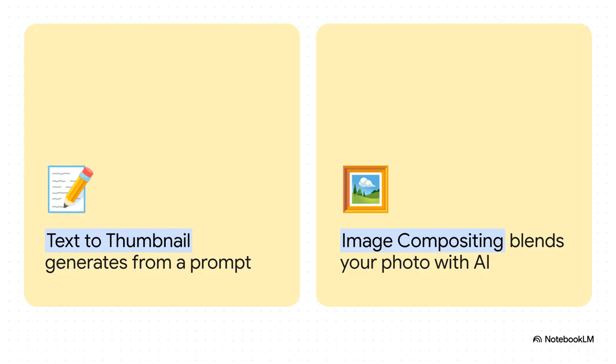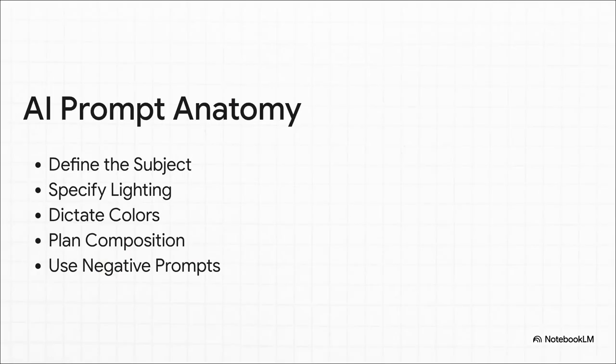But the second one, image compositing, this is where the real magic happens. This is when you take a high-quality photo of your own face, showing that strong emotion we talked about earlier, and you use AI to blend it seamlessly into a wild, high-contrast background. It lets you keep your personal brand consistency completely intact while letting the AI do all the heavy lifting on the layout and lighting.